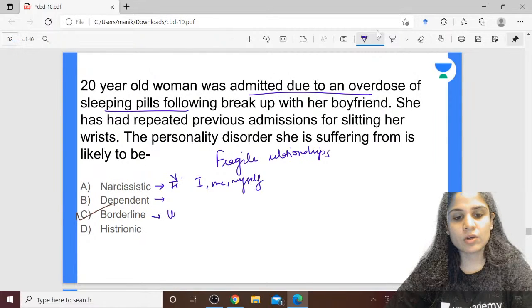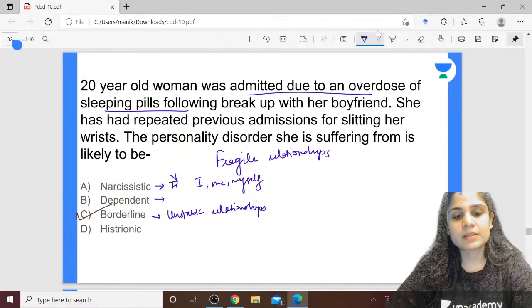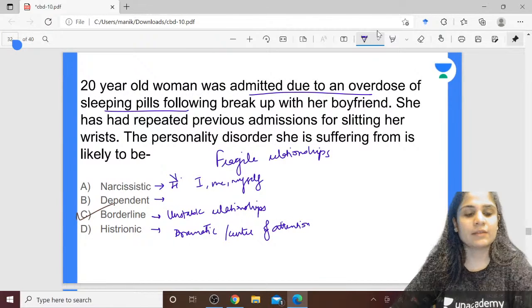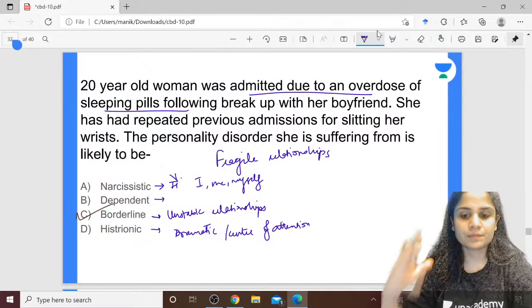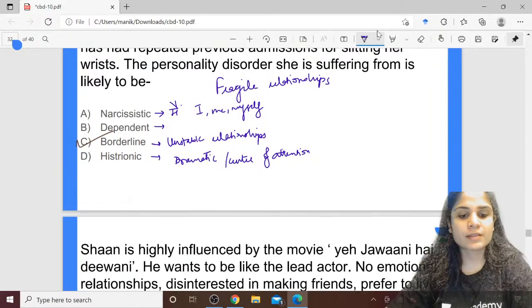Borderline personality, always the example will be given of them having unstable relationships. And histrionic personality is nothing but dramatic personality. Okay, they love to do drama, they love to be the center of attention. So anything small will become a big drama around them, and they will try to have the attention of everyone on them, right? So those are our different types of personalities.